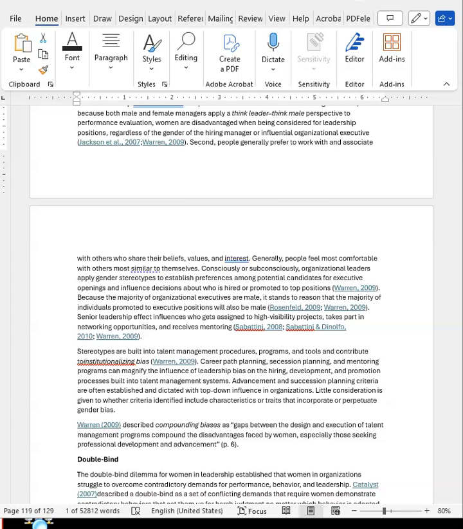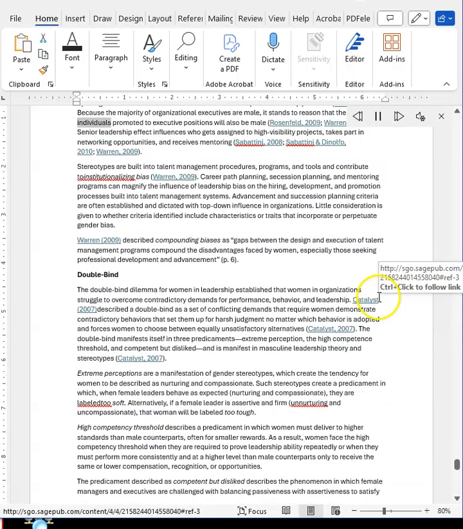Second, people generally prefer to work with and associate with others who share their beliefs, values, and interests. Generally, people feel most comfortable with others most similar to themselves. Consciously or subconsciously, organizational leaders apply gender stereotypes to establish preferences among potential candidates for executive openings and influence decisions about who is hired or promoted to top positions. Warren, 2009. Because the majority of organizational executives are male, it stands to reason that the majority of individuals promoted to executive positions will also be male.